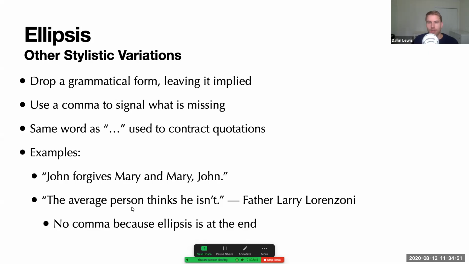"The average person thinks he isn't." What does he not think he is? He doesn't think he's average, but we are dropping that, and so it's just ending on that note. "The average person thinks he isn't." Because normally you would not end a sentence "he is not," or at least not this sentence. You'd have to complete it. But the subject complement of this second clause has been taken out and just left implied.